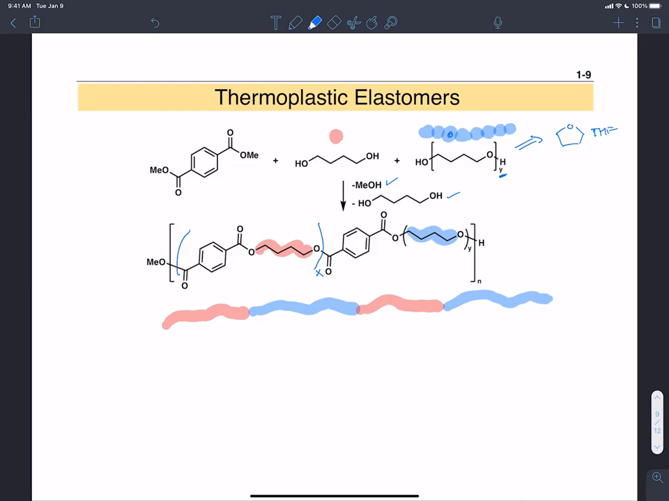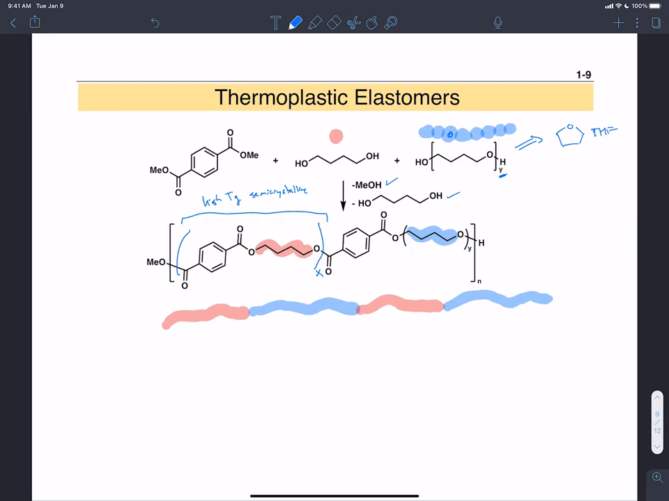But the other thing to take notice of is the different material properties that will arise from the two different subunits. If we break down the two components, on one hand we have this repeating unit, which is just the polyester derived from butylene glycol and dimethyl terephthalate. These will be short chains. These will be higher glass transition, so higher Tg units. These will be semi-crystalline, so these repeating units will be able to pack together to make crystallites in the material.